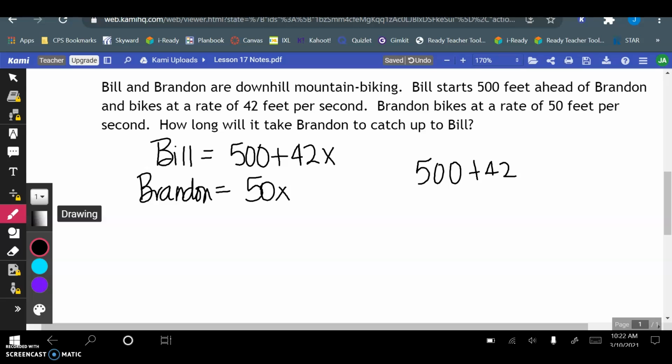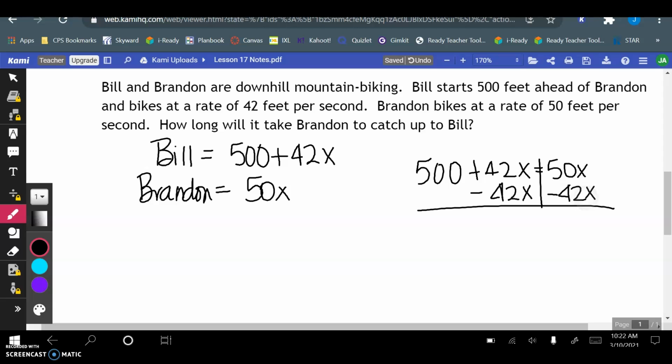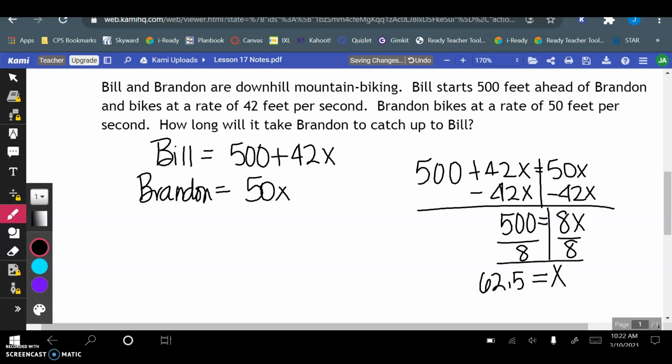So this one, we're just going to solve for x here. So I'm going to subtract 42x on both sides. 50 minus 42 would be 8x, and then I have to divide by 8. And x would be equal to 62.5. So it says, how long will it take Brandon to catch up to Bill? That would be 62.5 seconds.